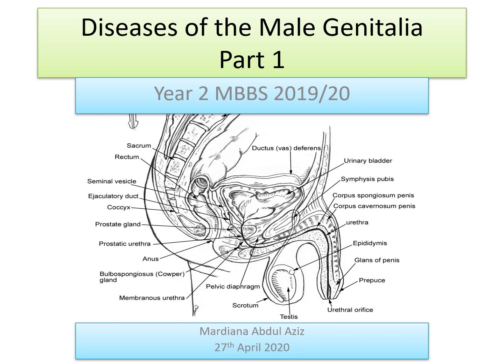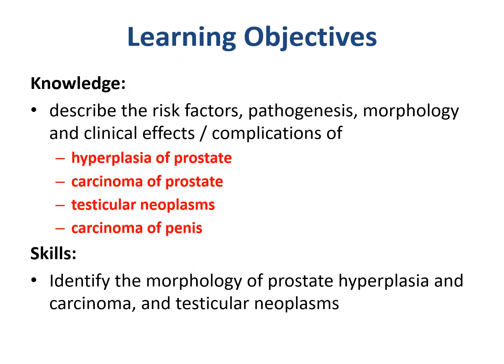I will be dividing the lecture into two parts. So let us go through the learning objectives for the lecture. At the end of this lecture, you will be expected to be able to describe the risk factors, the pathogenesis, morphology, and clinical effects and complications of these entities, which are hyperplasia of the prostate, carcinoma of the prostate, testicular neoplasms, and carcinoma of the penis.